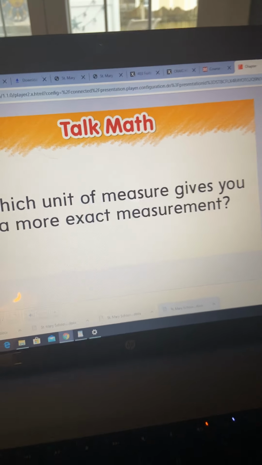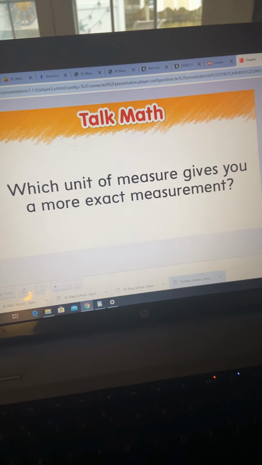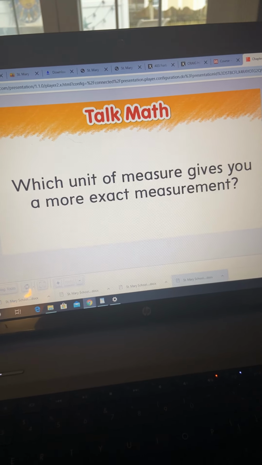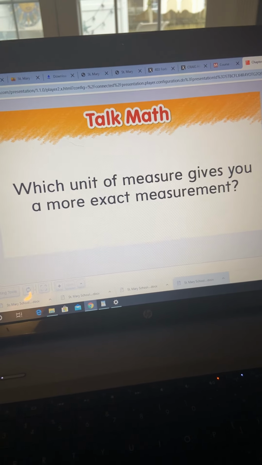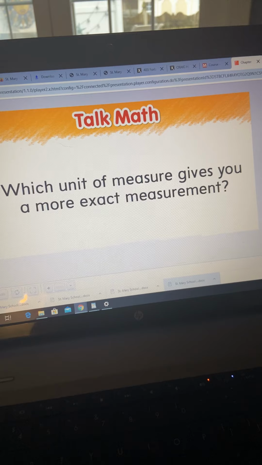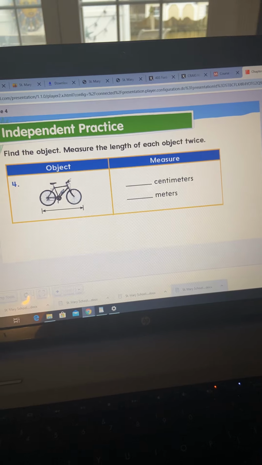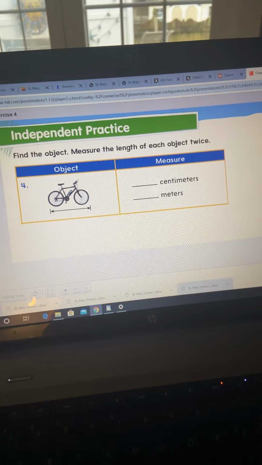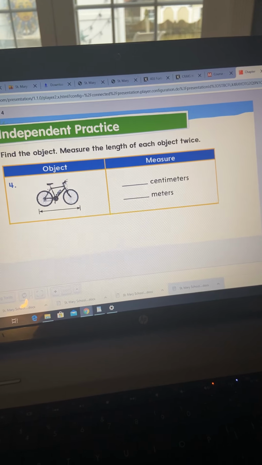All right. Which unit of measure gives you a more exact measurement? So let's say you were measuring the length of a golf club. Do you think a meter would be more exact, or would centimeters be more exact? Think about it for a minute. Okay, so I'm going to say that a centimeter measurement would be more exact than a meter, because you can measure and say, well, 124 centimeters for a golf club.